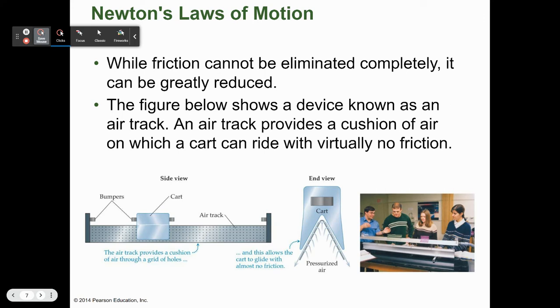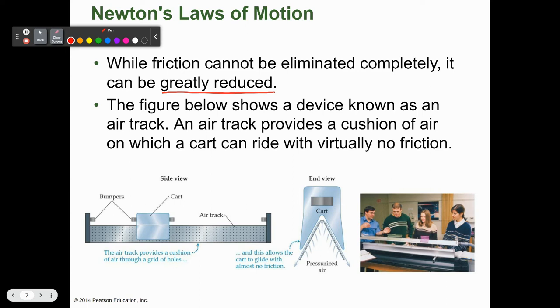So friction cannot be eliminated completely, but we can reduce it. Okay, so these are some examples of ways to reduce friction. So this is an air track. It provides a cushion of air so the cart rides on the air rather than on the surface.